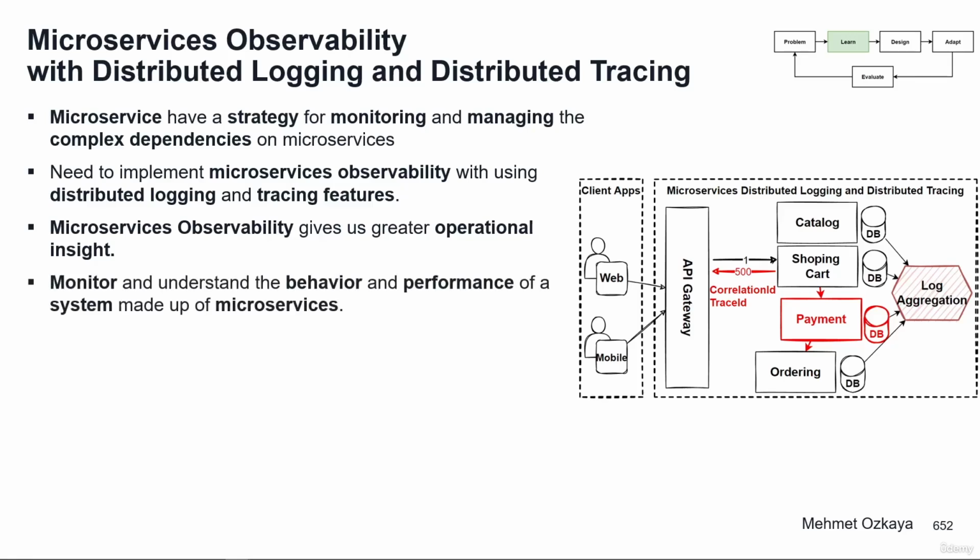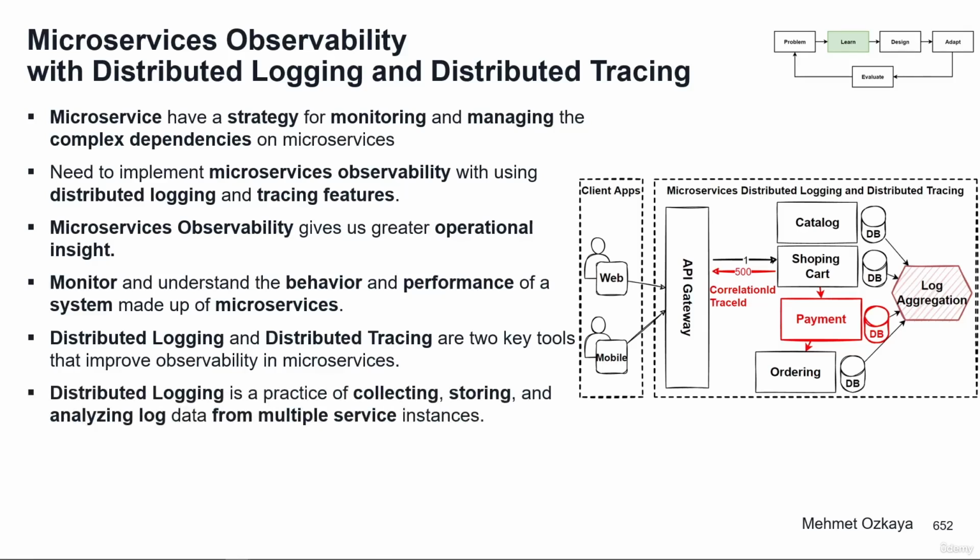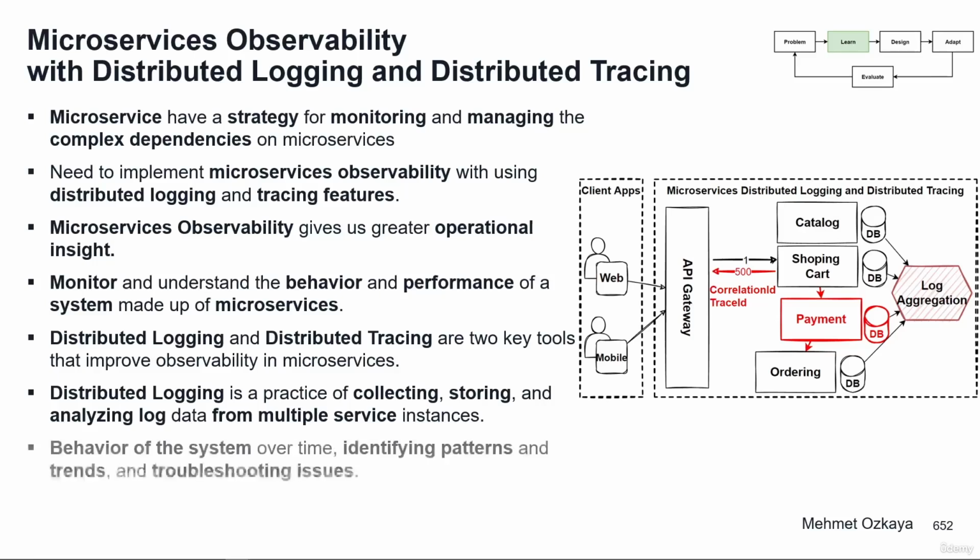Microservice observability refers to the ability to monitor and understand the behavior and the performance of a system made up of microservices. Distributed logging and distributed tracing are two key tools that can be used to improve observability in microservice applications. Distributed logging is a practice of collecting, storing, and analyzing log data from multiple service instances in a microservice architecture. This can be useful for understanding the behavior of the system over time, identifying patterns and trends, and troubleshooting issues.